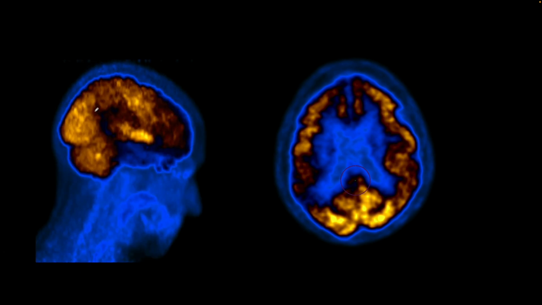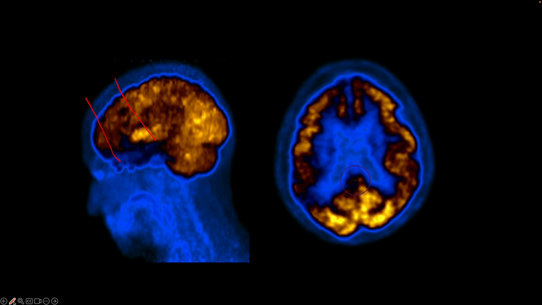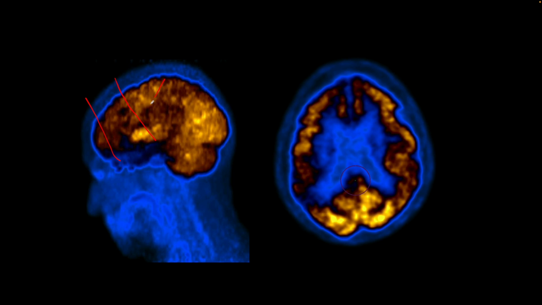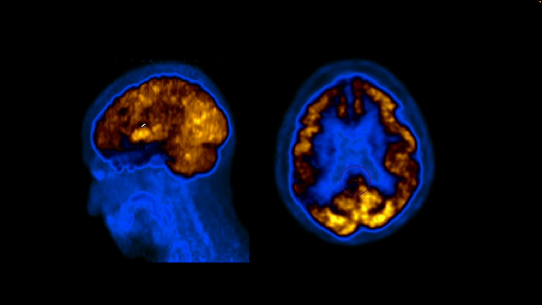On the right side, we see in a band-like fashion hypometabolism extending from the parietal to the temporal lobes. And on the left side, we see the same finding of hypometabolism extending in a band-like fashion from the parietal to the temporal lobes. And so this finding is classic for Alzheimer's disease.